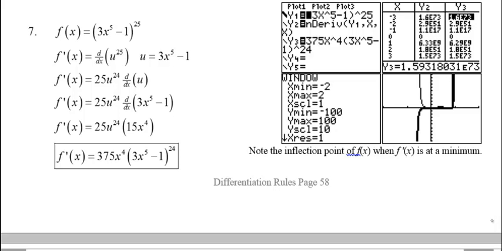Next one, number 7. f(x) = (3x^5 - 1)^25. Again, if you were evaluating this, you would plug in an x, raise it to the 5th power, then multiply by 3, then subtract 1, and then finally the last step would be raising to the 25th power. So what you're doing is taking something to the 25th power. Let u be that something, that variable base.